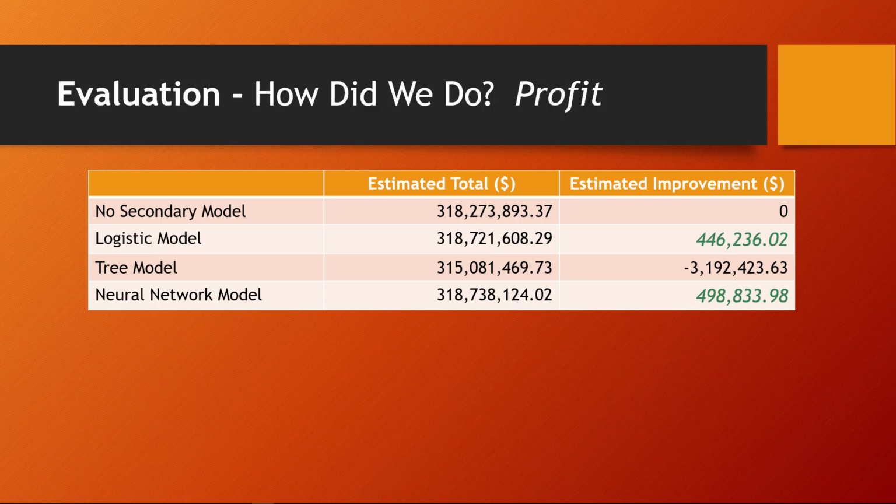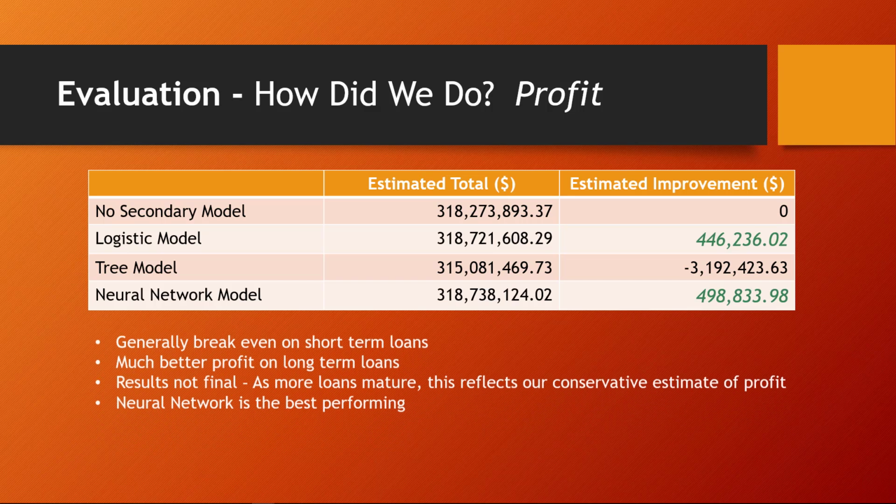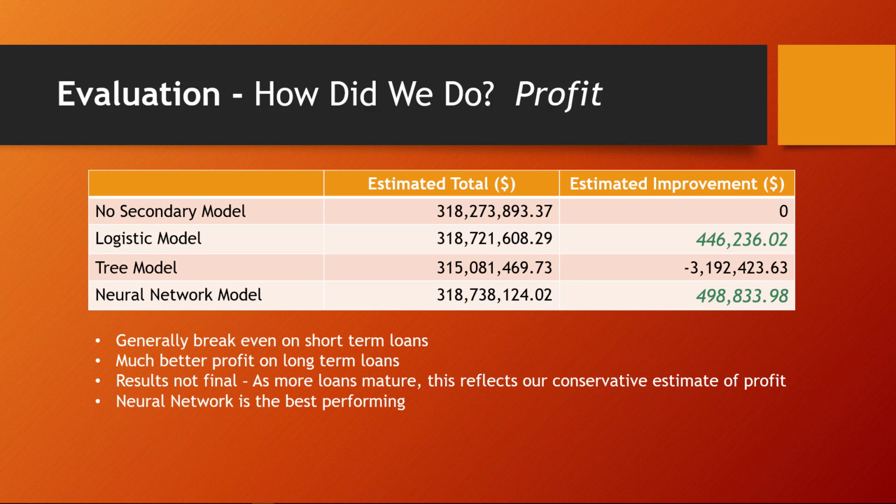Important observations of our modeling results included: our models generally break even on short-term loans, and we make a much better profit on long-term loans. In these examples, the results weren't final, as more loans matured, especially the long-term loans that were still pending. These numbers would have changed, but this reflects our conservative estimate of profit. Overall, we found the neural networks model to be the best performing model.